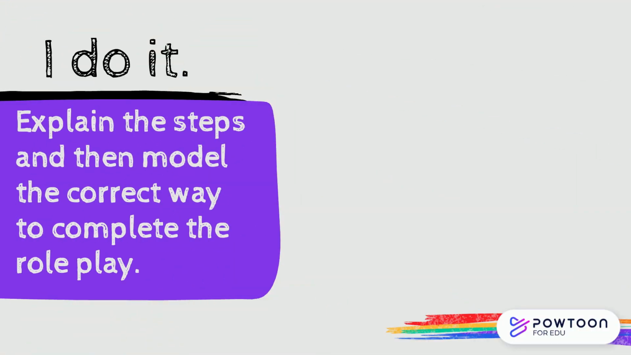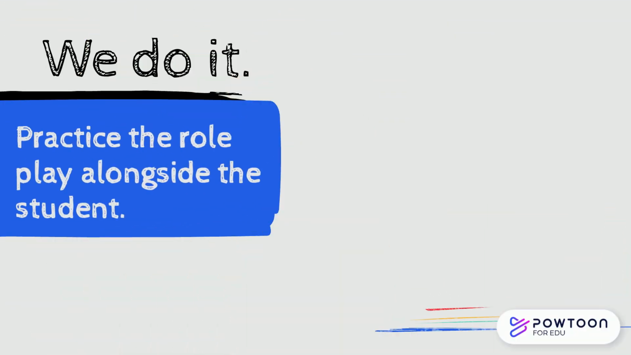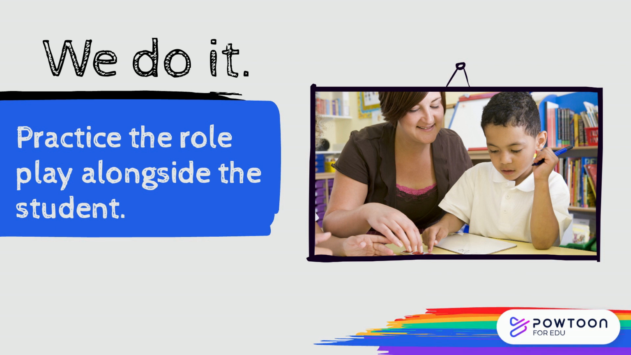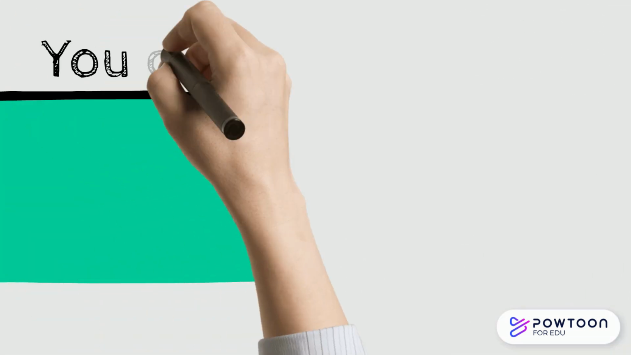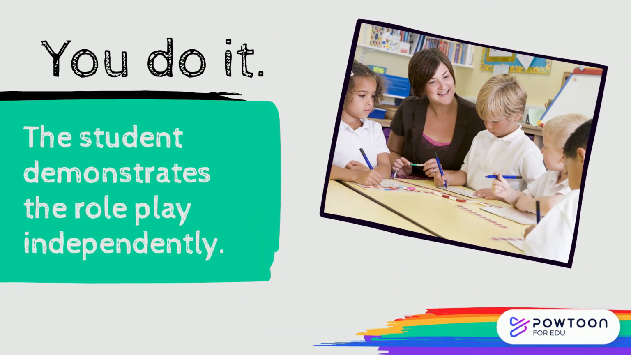Okay, the first step is I do it. As the teacher, you explain the steps and then model the correct way to complete the role play. Step 2 is we do it. You're going to practice the role play alongside the student. Step 3 is you do it. The student demonstrates the role play independently.